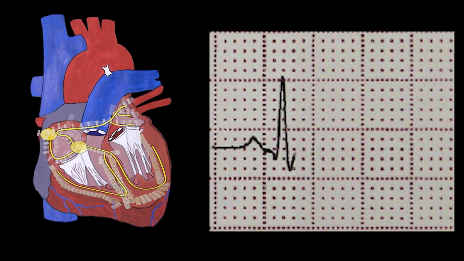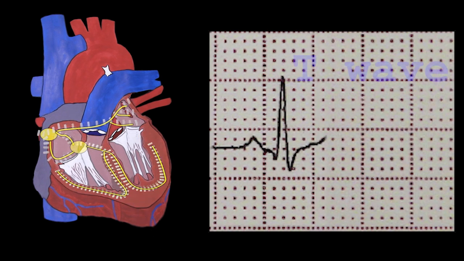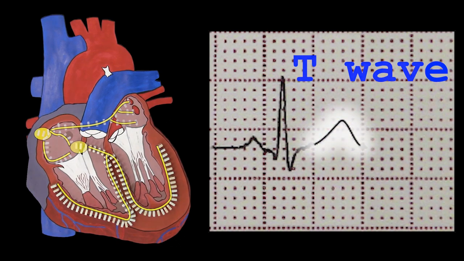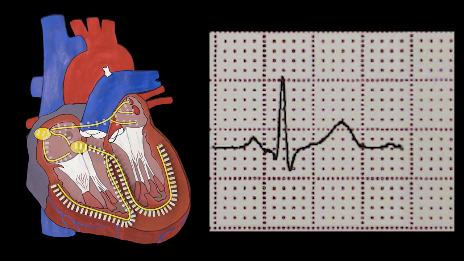Now that the ventricles are depolarized, we'll get another flat segment on our graph while they prepare to repolarize. When the ventricles repolarize, we'll see a general backwards flow of repolarization traveling up the heart. This produces the T wave. Now that the heart is repolarized, we'll get another flat segment on our EKG until the next heartbeat.